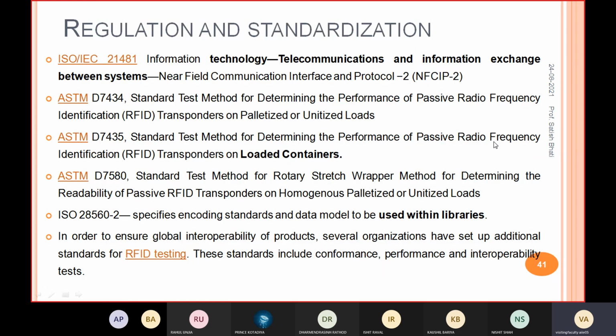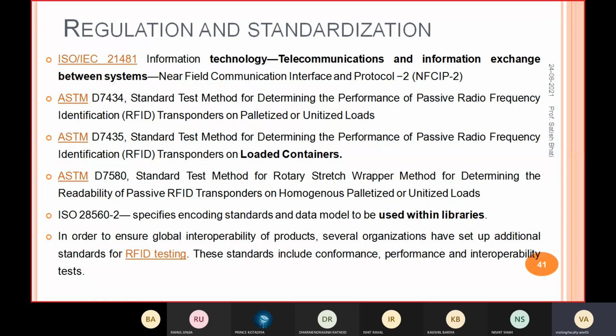So this 7435 is also used for loaded containers, right? Then some use within the library, that is ISO 28560, the specified encoding standard and data model to be used in the library, right? So these are some of the different standards.